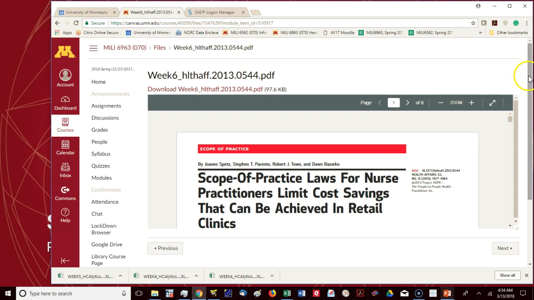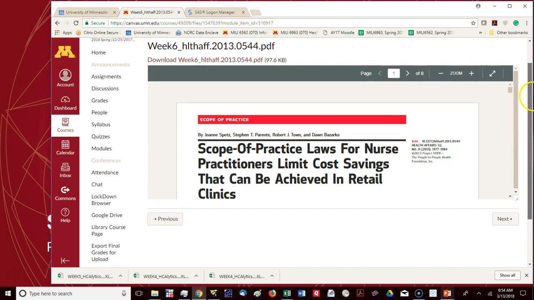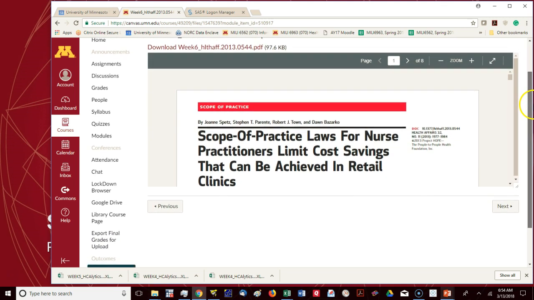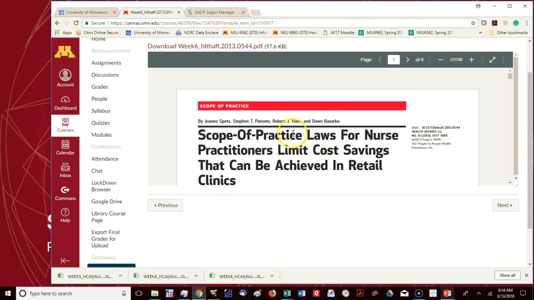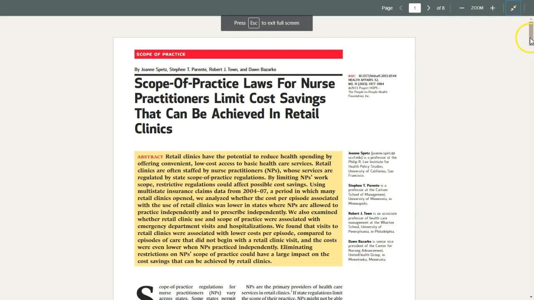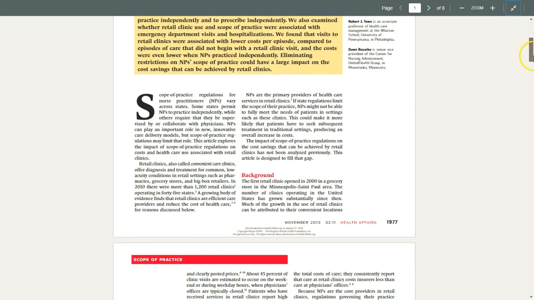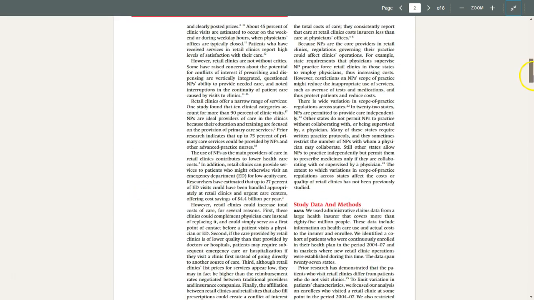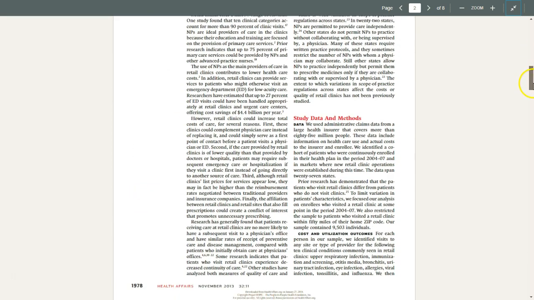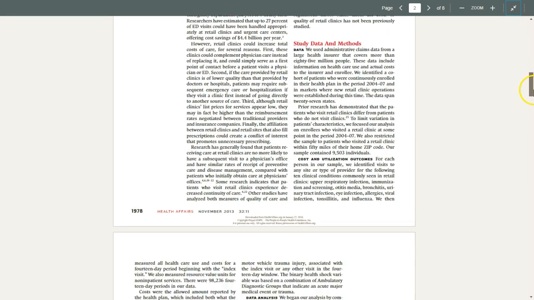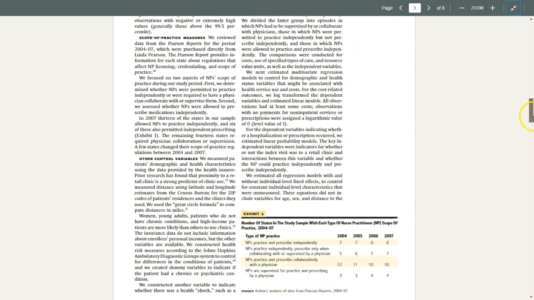So this is a slightly different article, one that I published with a colleague of mine, Joanne Spetz, and Bob Town, now at UT Austin, and Dawn Mazurko, who some of you at United might know. She is a VP there, and also one of the first doctors of nurse practitioners in the state. This article looks at whether retail clinics do things better than others. We had data from an insurance company to do this.